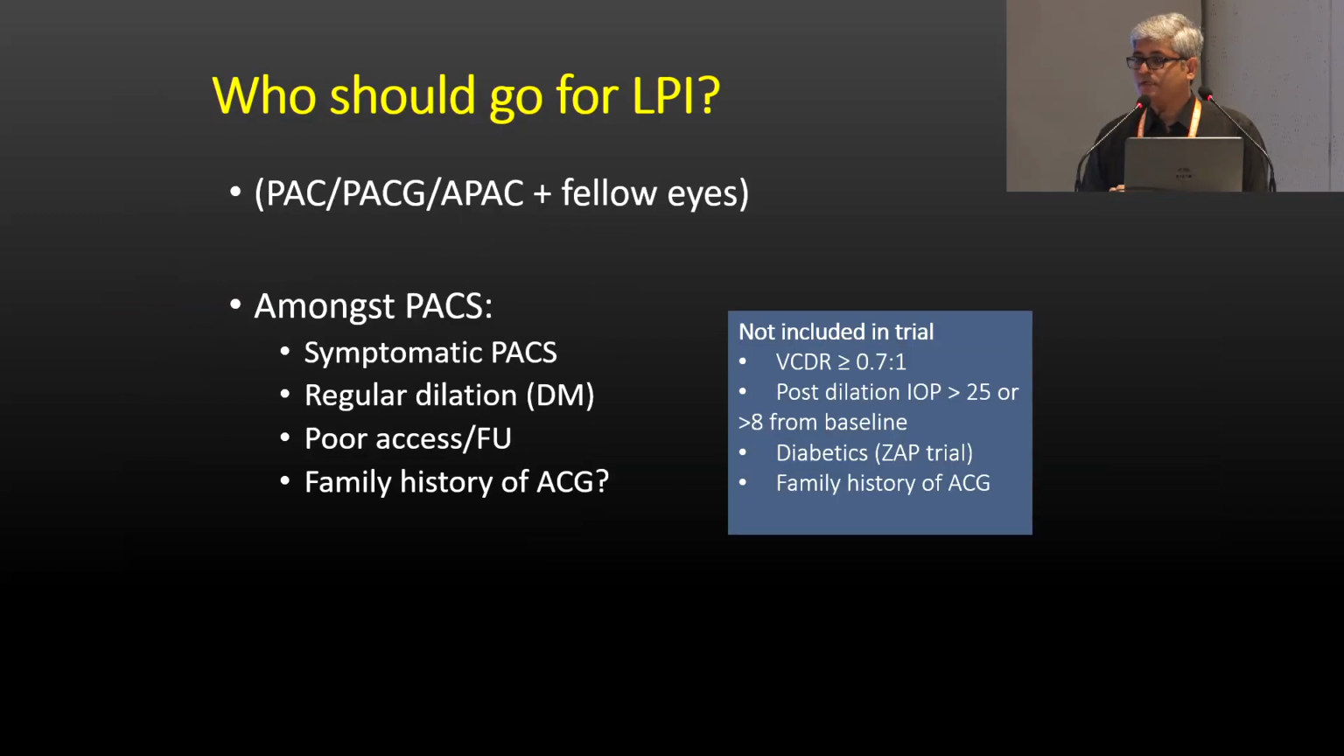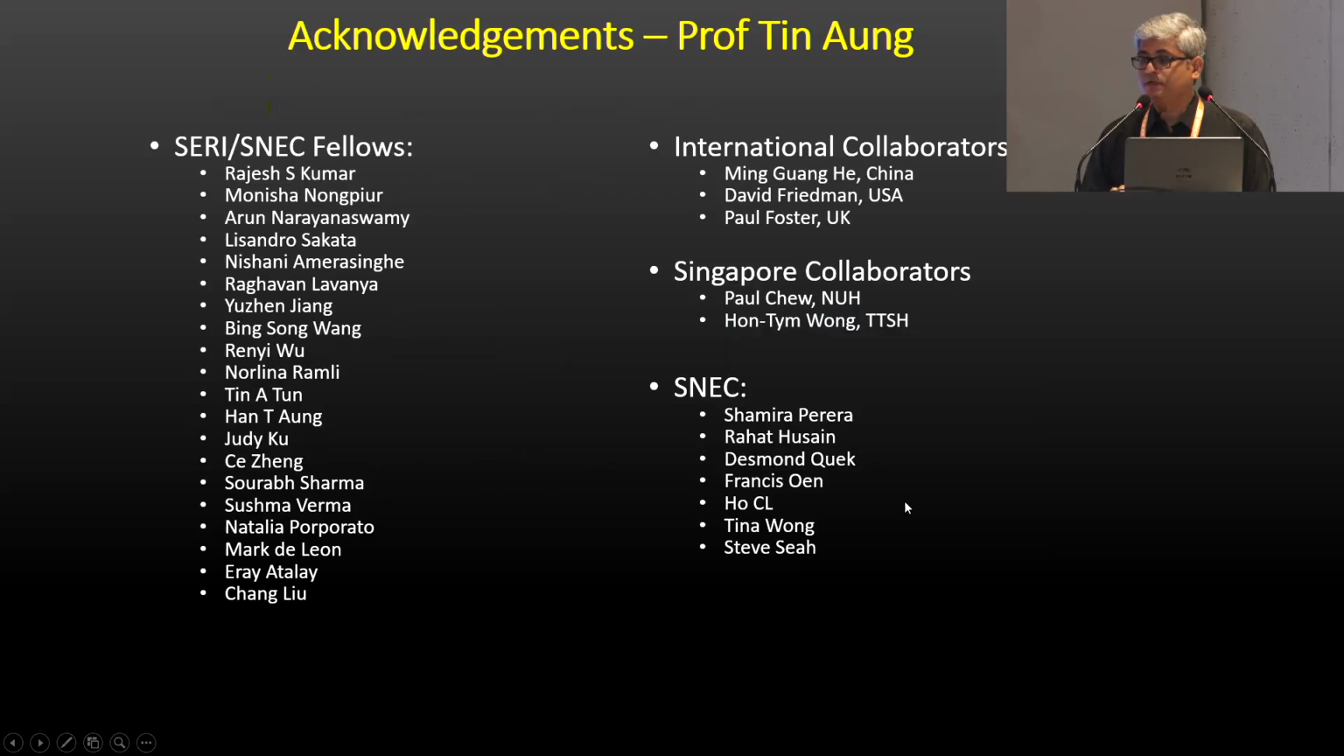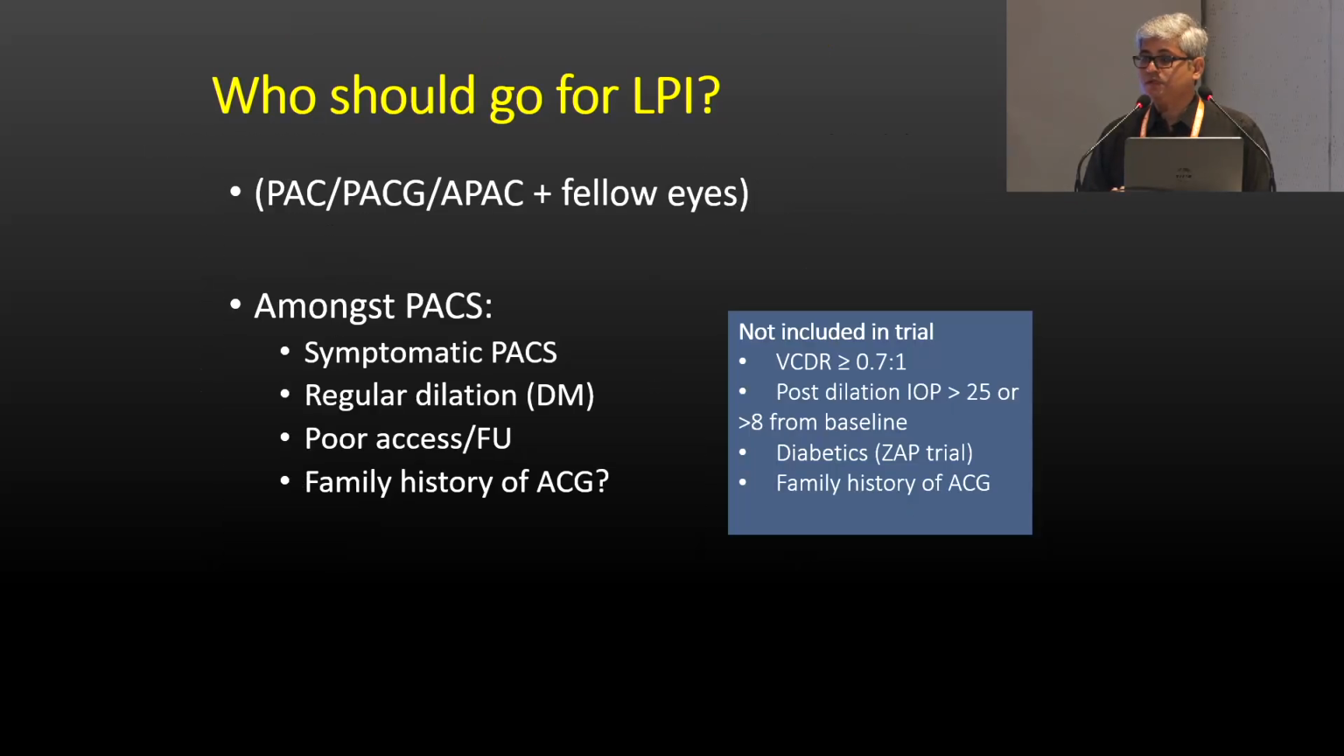So I would say the only thing we need to think about is those who were not included in the trial; we need to be careful. Vertical cup-disc ratio 0.7, and post-dilation IOP more than 25 or more than 8 from baseline were excluded. In the ZAP trial, they removed diabetics, and family history was not considered at all. So I think we need to keep those things in mind.